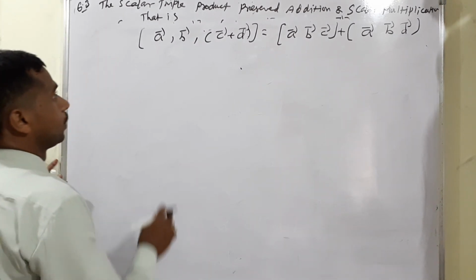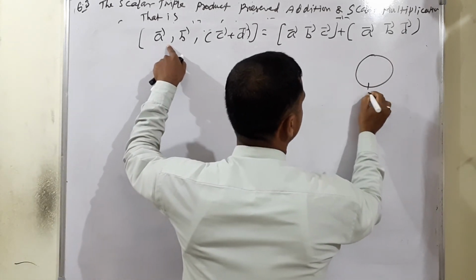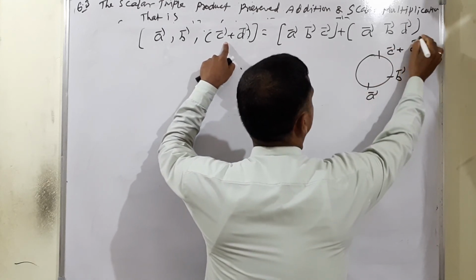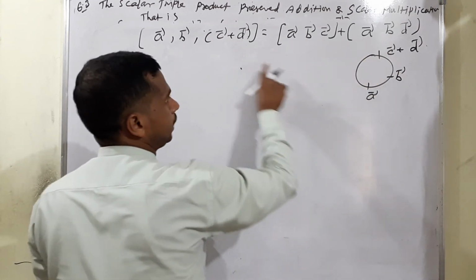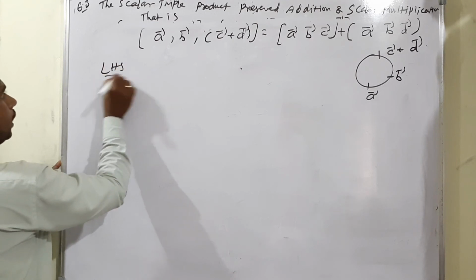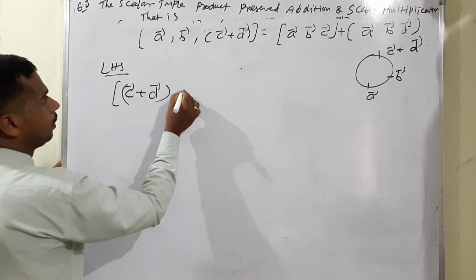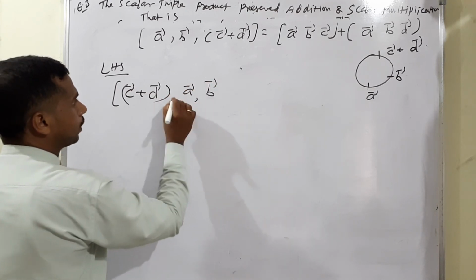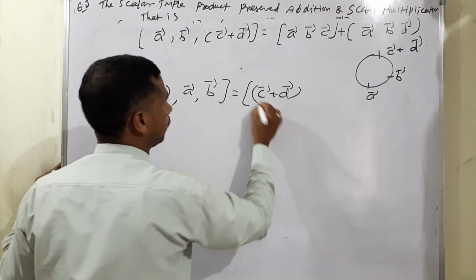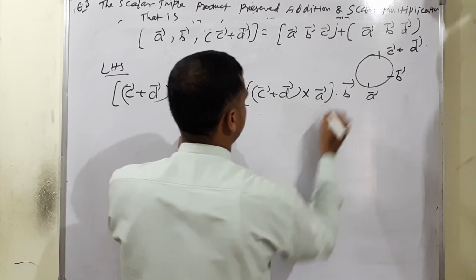The same concept. First we have to interchange now. According to the circle, starting A vector, then B vector, then C vector plus D vector. Counterclockwise starting with C vector plus D vector, then A, B. Therefore, we can write it. This is called LHS. C vector plus D vector, then A vector and B vector is equal to C vector plus D vector cross A vector dot B vector.